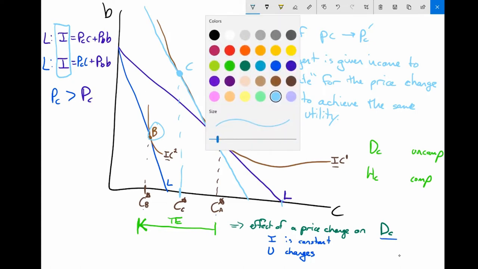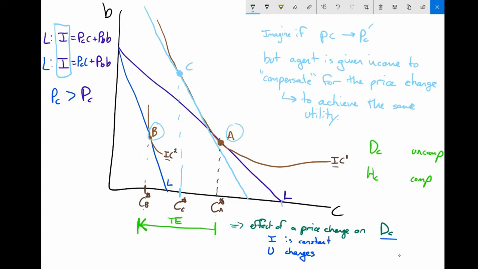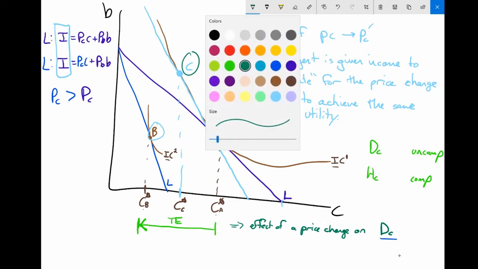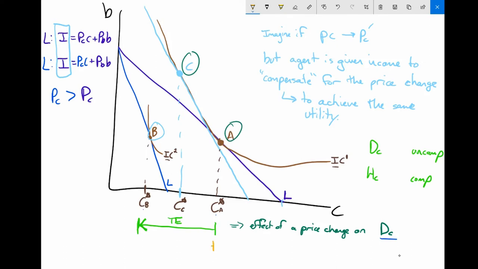Now, if we want to look at the compensated demand, that means we're going to compare bundle A with bundle C. Why is that? Well, that would be down here. We're going to compare bundle A with bundle C. Before, we called this a substitution effect, but what we're going to see here is that the substitution effect, let me do a different color. Now let's do orange. Substitution effect. We call this a substitution effect. The substitution effect is the effect of a price change on the compensated demand curve.